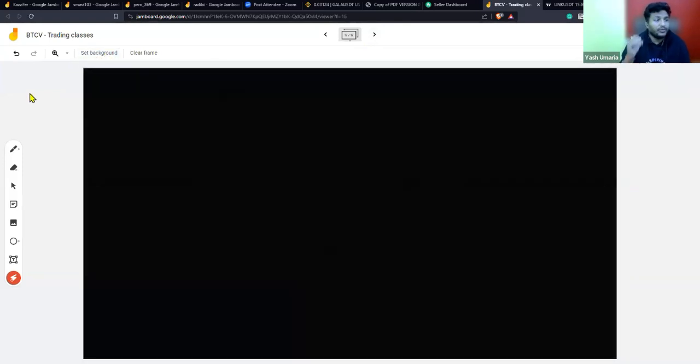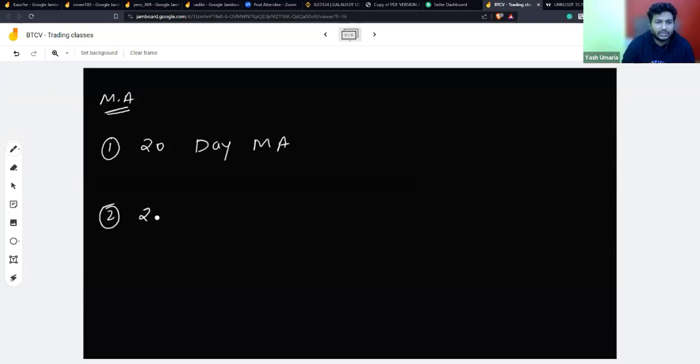First and foremost, we are talking about moving average. There are two moving averages which are important for us. The first one is a 20-day moving average, and the second one is a 20-week moving average. There are two types of moving averages, simple and exponential. We are going to use the simple moving average.